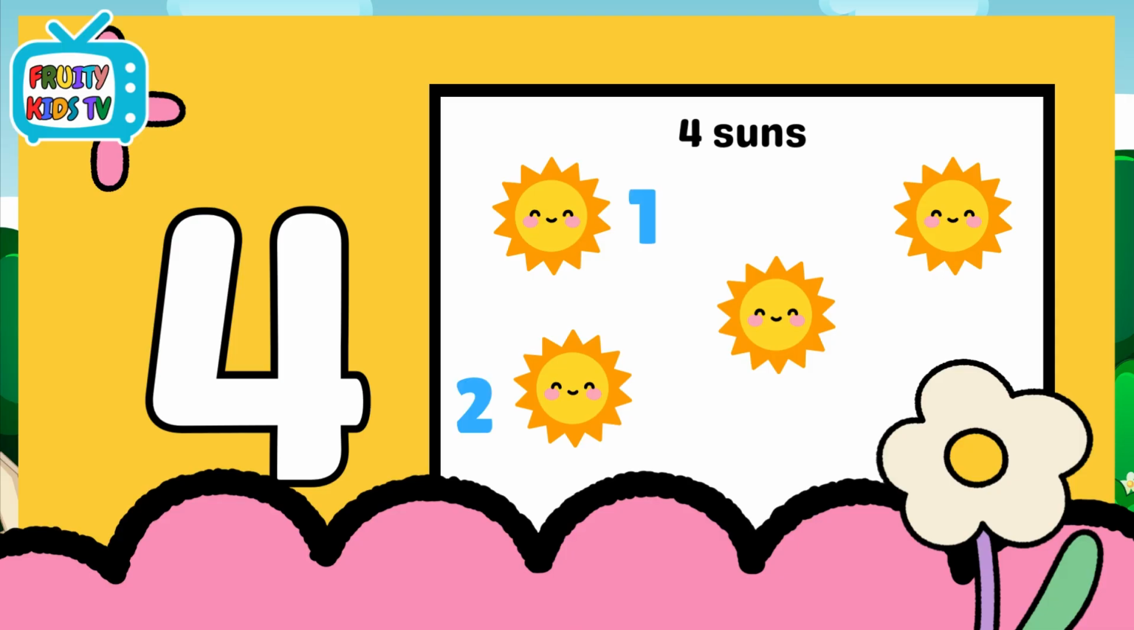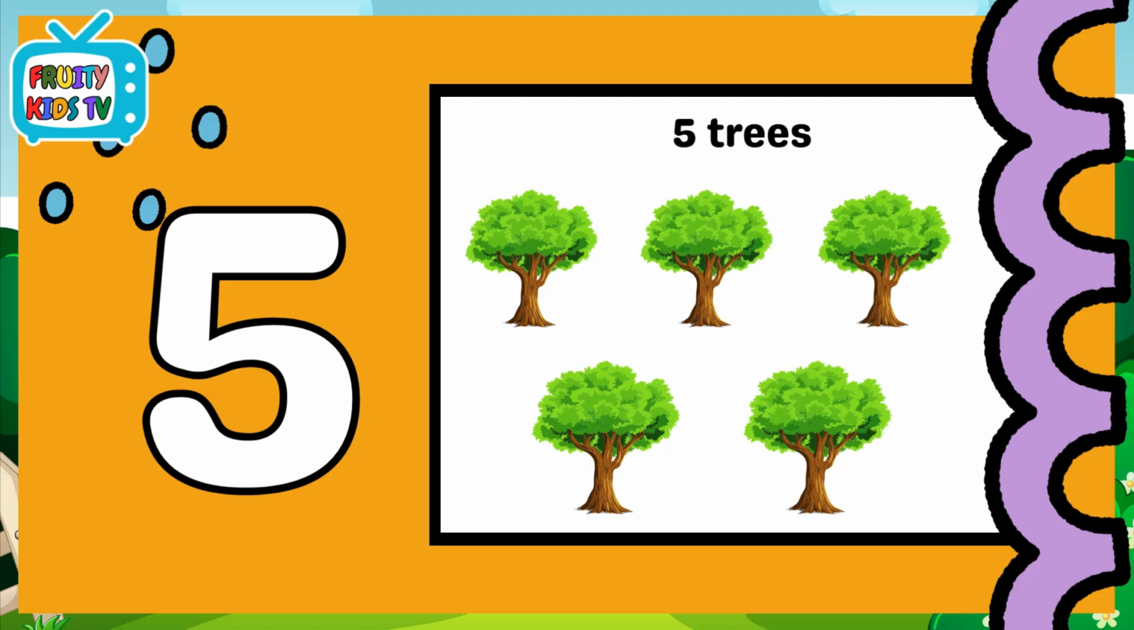4. Let's count the suns. 1, 2, 3, 4. 4 suns. 5. Let's count the trees. 1, 2, 3, 4, 5.